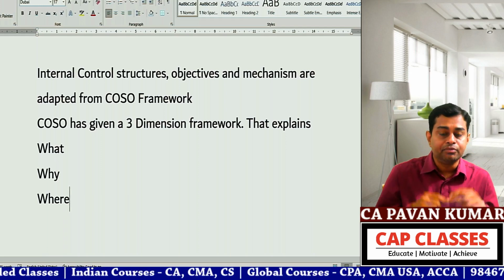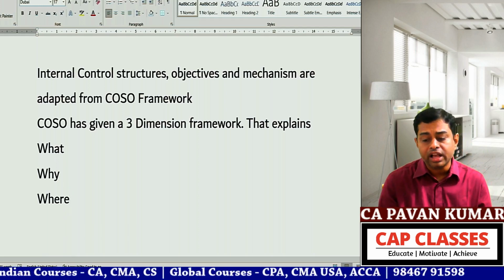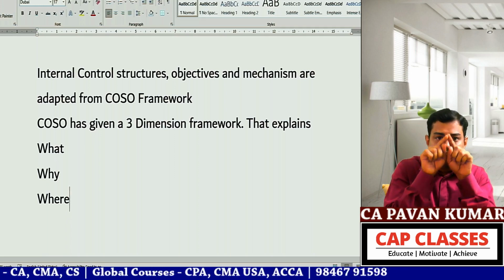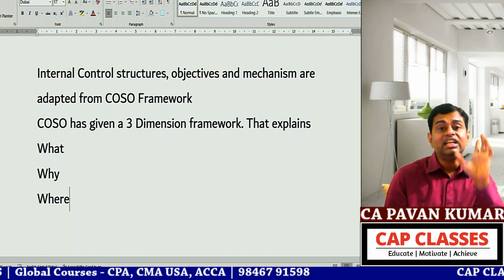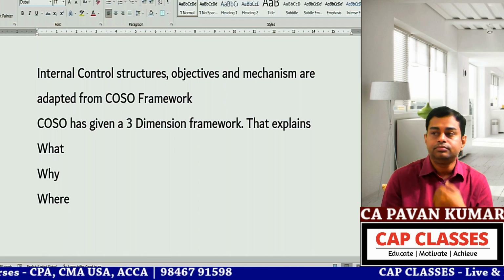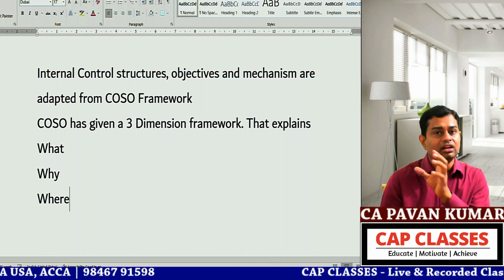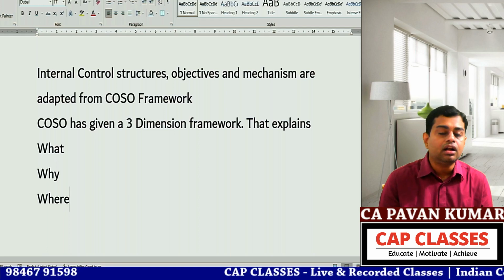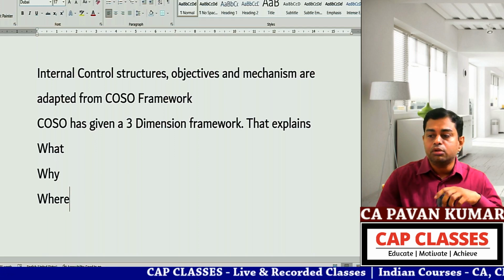So you prepare a small diagram. Put the heading internal control, and from that three arrow marks down. Okay, I do not have a writing board today, that is the reason I am telling you. In the middle of the page put the heading internal control, from that three arrow marks down: A, B, C. Left side, what is internal control? Middle one, why internal controls are required? Third one, on the right hand side, where internal controls are to be implemented.